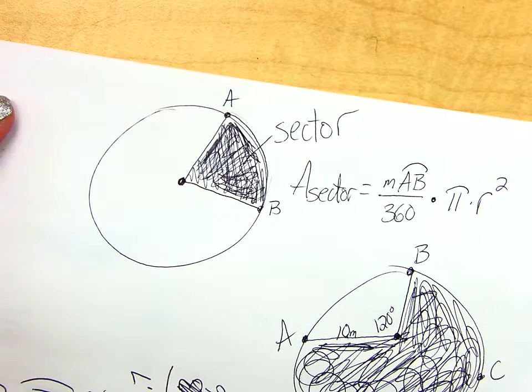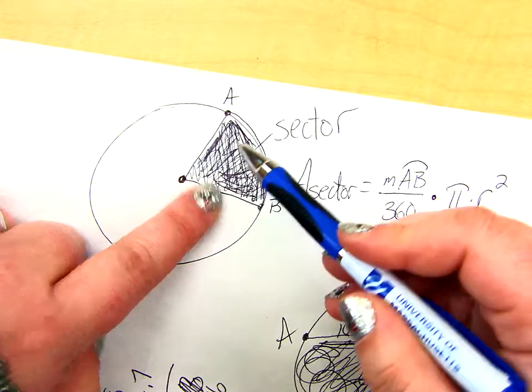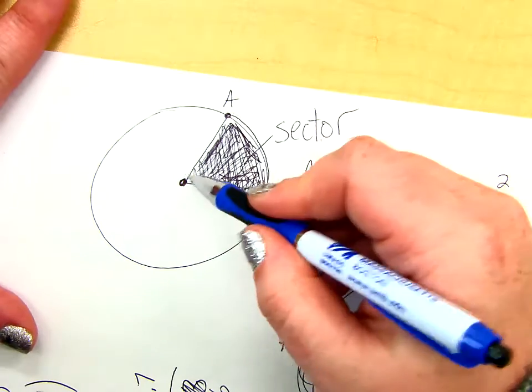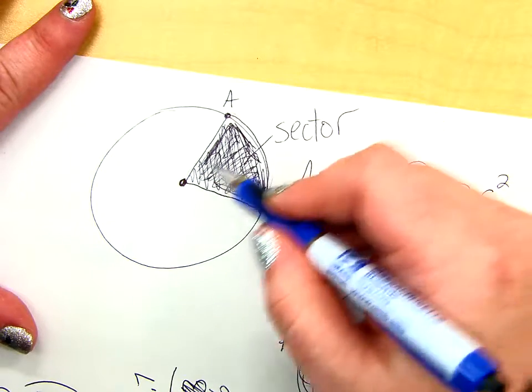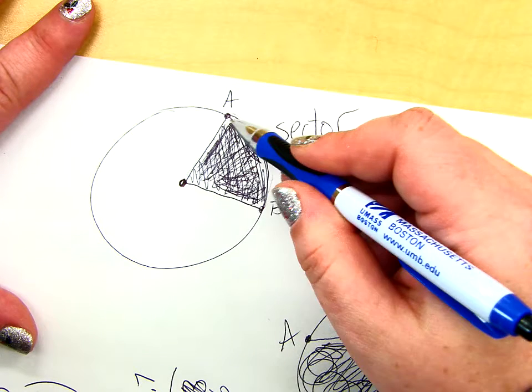Okay, so we're talking today about the sector of a circle. It's like a slice of pizza. So you have two radii, and it's the whole piece of the circle between those two radii and the edge of the circle. We call that the sector.